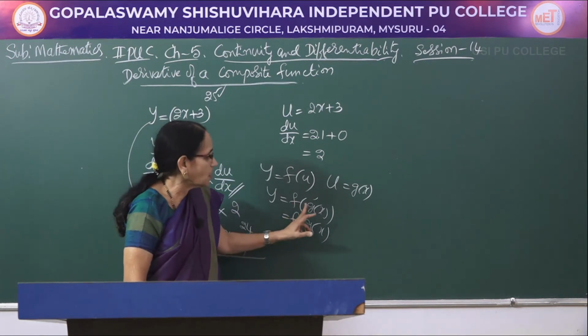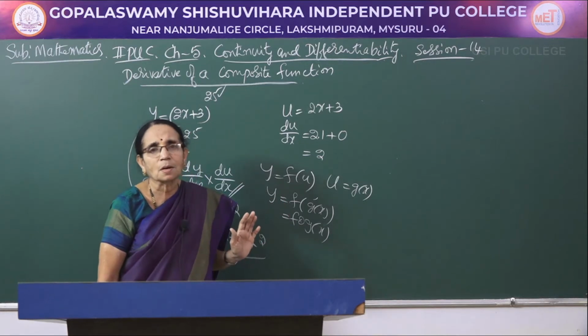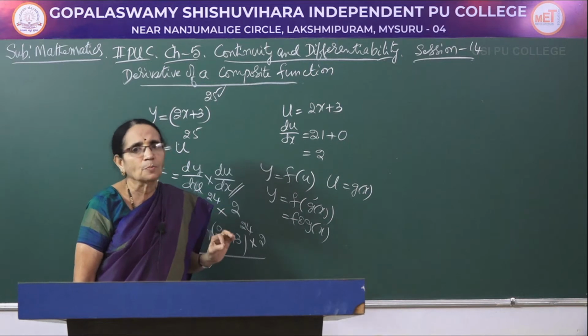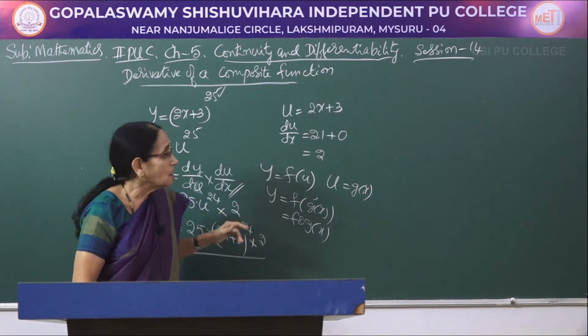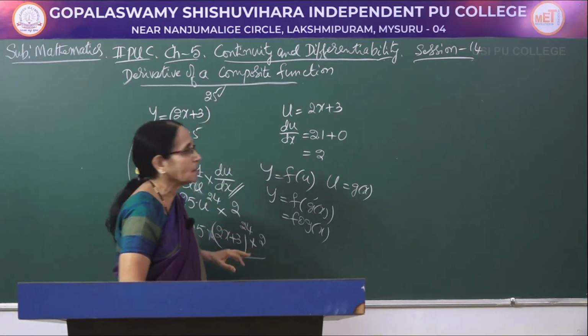Or you can write f of g of x. So there are two functions here. Such functions are called composite functions. So, to find the derivative of a composite function, we have to apply the chain rule. Suppose here only two functions are there, one is the base, the other is the index.